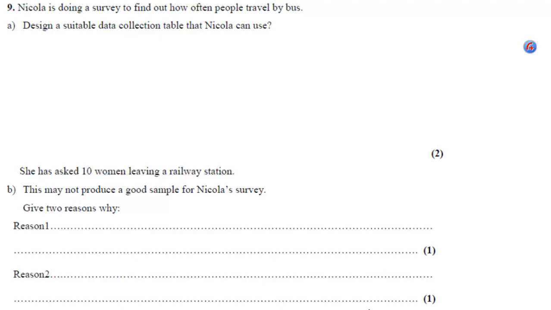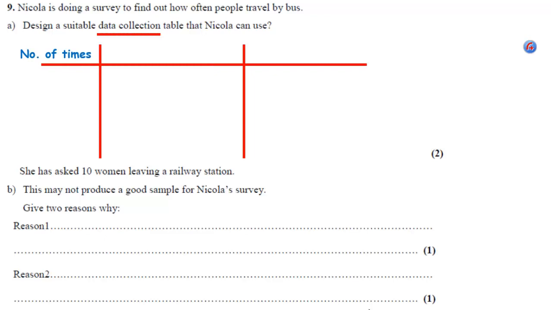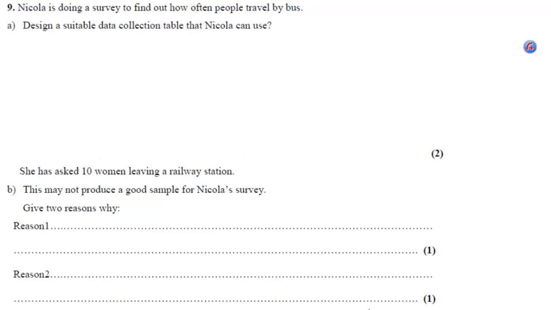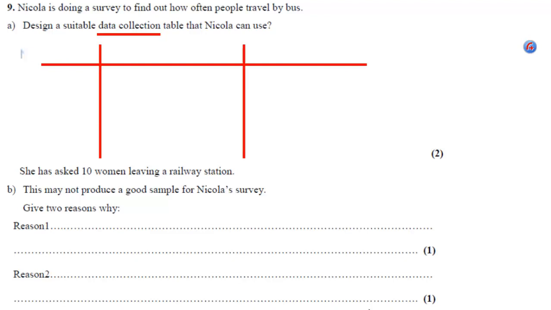This is question number 9. Okay, so let's look through this question. It says Nicola is doing a survey to find out how often people travel by bus. Before we jump to the answer, it says design a suitable data collection table. It's really important that you recognize this is a table that you want to use. So draw the table, set it up. Let's look at what you need to put in.